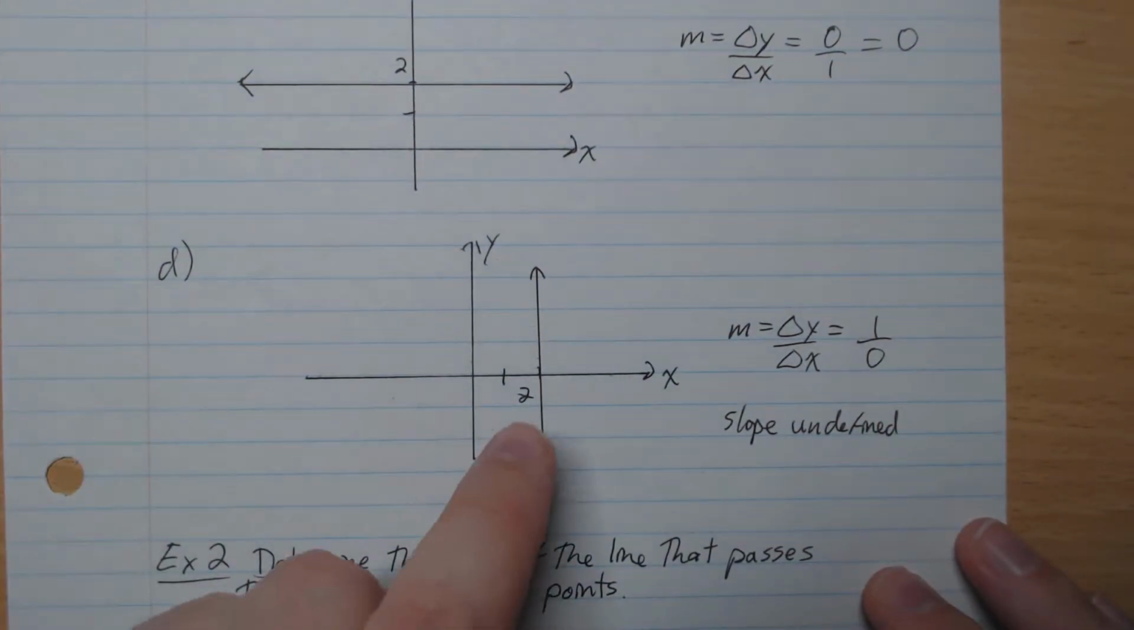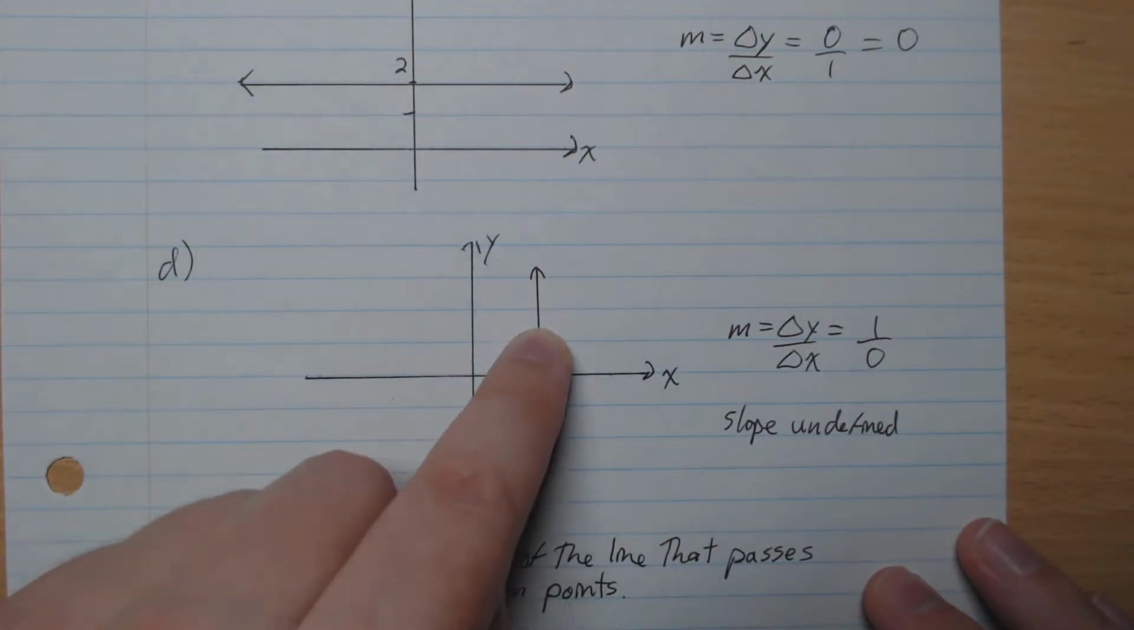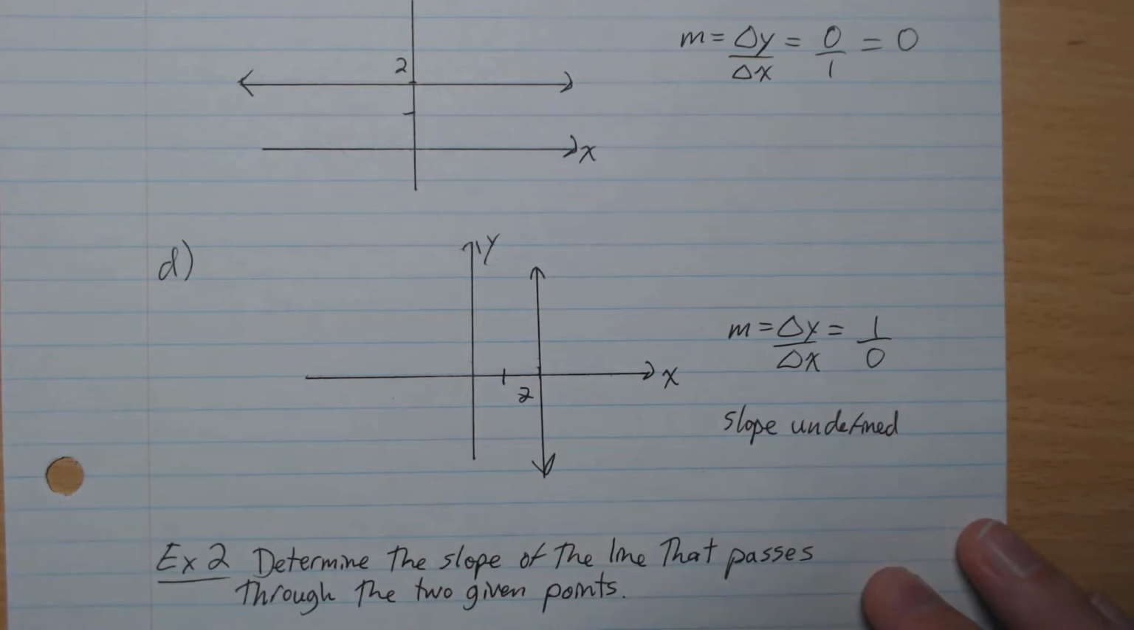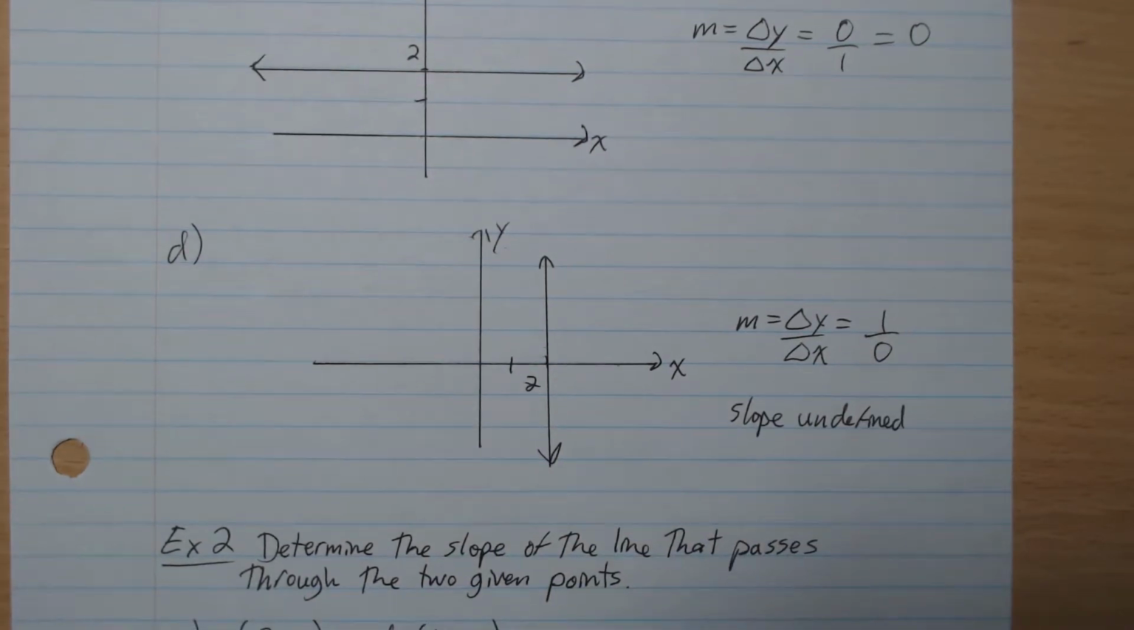D, we notice that we change by 1 for y, but we don't change anything for x, so it's 0. So 1 divided by 0, this slope is undefined.